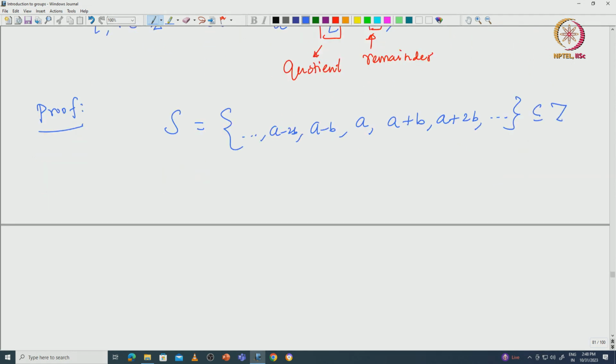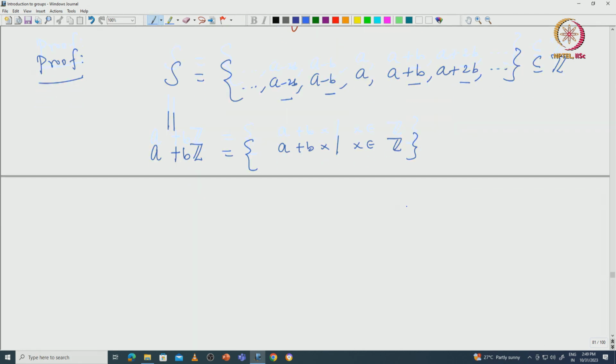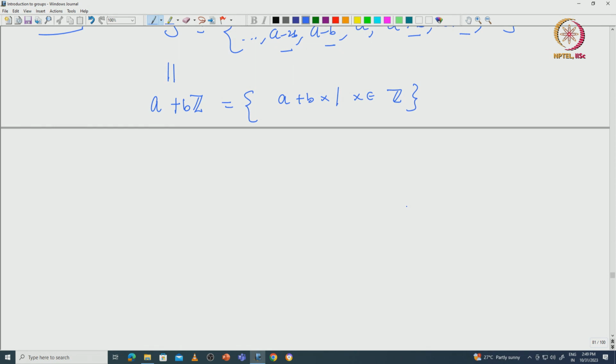These all lie inside each other. A moment's thought will tell you that. All we do is take A and add all integral multiples of B. That is what we are doing. We added B, 2B and then minus B, minus 2B and so on. So, in particular this S is the same as A plus Z times B, or BZ. Recall, this is exactly equal to A plus Bx where x comes from Z. So, this is a coset with respect to the subgroup BZ.